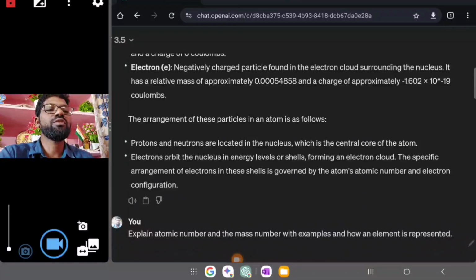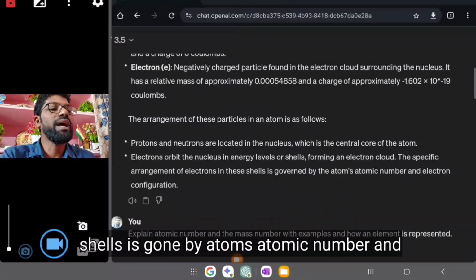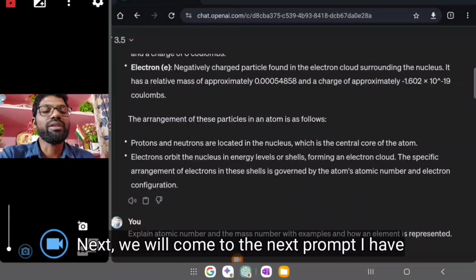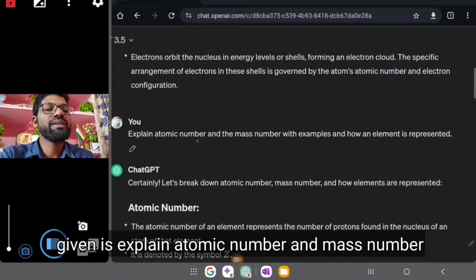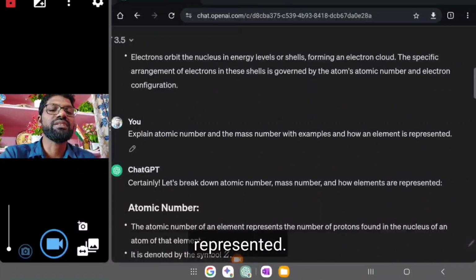The specific arrangement of electrons in these shells is governed by the atom's atomic number and electron configuration, right. So this is about the 3 fundamental particles. Next we'll come to the next prompt I have given: explain atomic number and mass number with examples and how an element is represented.